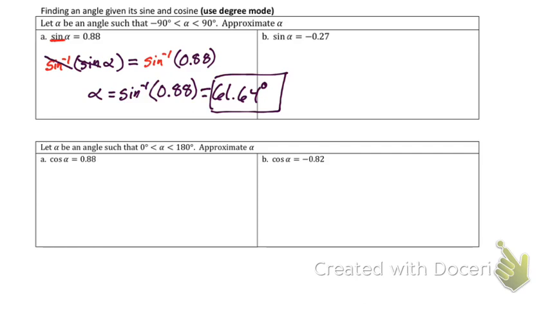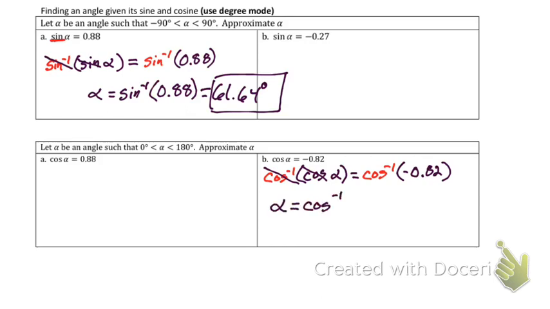I'll do a cosine one with you. Let's go ahead and do B together. So once again, to get alpha by itself, you're going to take cosine inverse of both sides. And I'm going to cross out cosine inverse and cross out that cosine. I'm left with just alpha equals cosine inverse of negative 0.82.